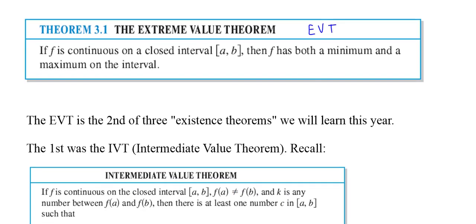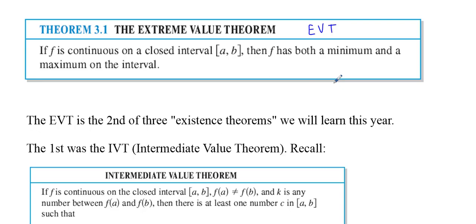So the extreme value theorem states that if we have a continuous function on some closed interval, that means the EVT theorem applies. That function has a minimum and a maximum. Our job is to find those values. They ask a lot of questions about this stuff on the AP test.